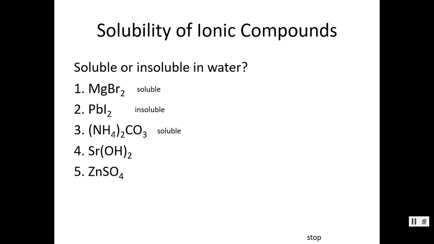Ammonium carbonate is soluble. All ammonium salts are soluble. But the strontium hydroxide is insoluble while the zinc sulfate is soluble. So you should feel comfortable, given a chemical formula like these, being able to determine if something is soluble, and that means it has the state of AQ, or if something is insoluble, given the state of S for solid.